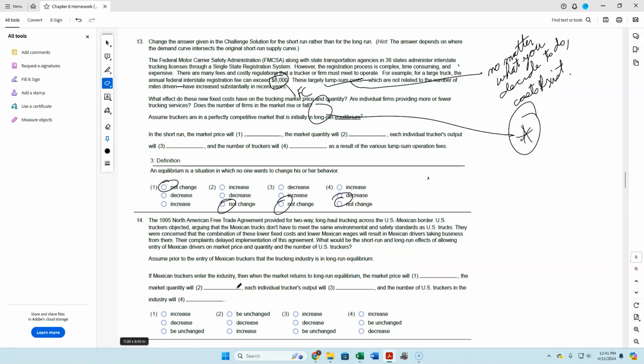Now, the effects are going to be a little bit different, right? Because now we're taking a market that used to look like this, except now the supply curve is going to increase. There's going to be more truckers, which means that the price is going to decrease and the market quantity is going to increase. We can see that here. Right, so the price is falling, the quantity is increasing.